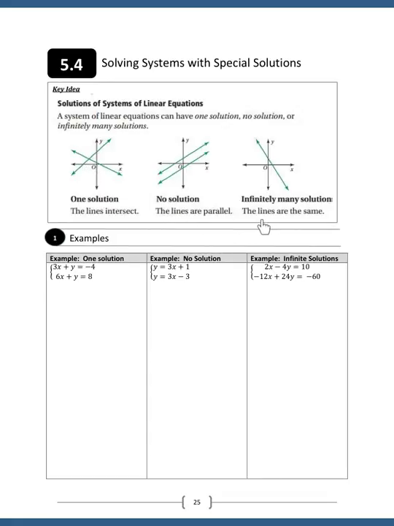The third example is when you have two lines that lay directly on top of each other. So even though you only see one line here, when we get down to the example, you're going to see that you could have two different equations that will plot the exact same line on the coordinate plane. And when they're on top of each other, you have an infinite number of solutions. The lines are the same.